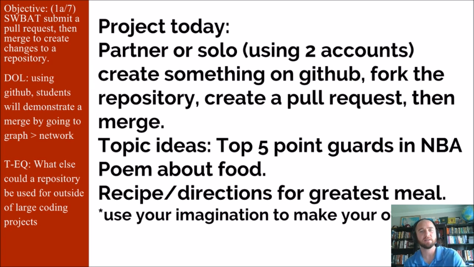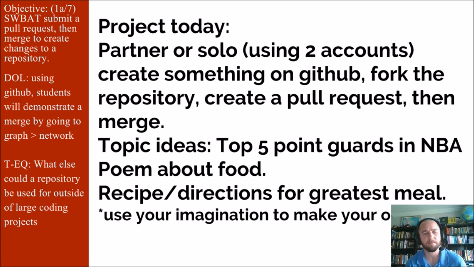So here's the project of the day. You partner up or go solo. It's possible to do it solo, but I want you to be in partners if possible. Create something on GitHub, fork the repository, then create a pull request, then merge. Topic ideas you could use are the top 5 point guards in the NBA, a poem about food, a recipe, or directions for the greatest meal. Choose something. You could use your imagination.